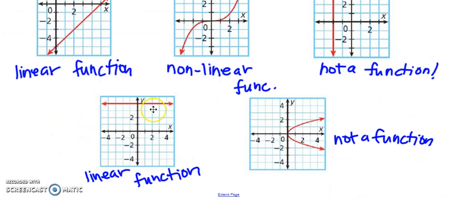We have a linear function right here, horizontal, and then we've looked at this graph before. This is actually a square root relation, and it's not a function. It doesn't pass the vertical line test. We could draw a line through here and see that it touches twice.